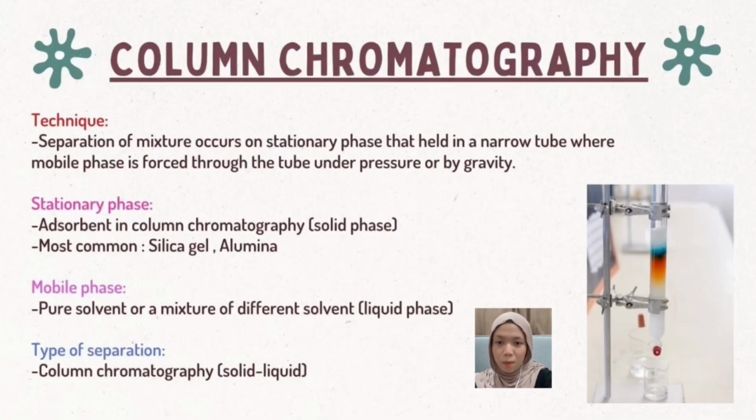Next, I will explain about column chromatography. In column chromatography, the separation occurs on a stationary phase that is held in a narrow tube where the mobile phase is forced through the tube under pressure or by gravity. The stationary phase adsorbent in column chromatography is a solid phase, and the most common used is silica gel or alumina. The mobile phase is a pure solvent or a mixture of different solvents in liquid phase. The type of separation in column chromatography is solid-liquid.